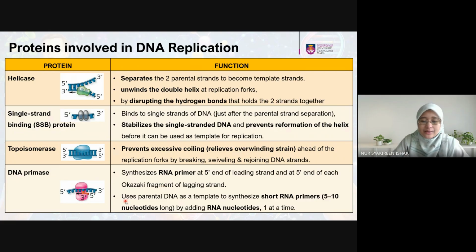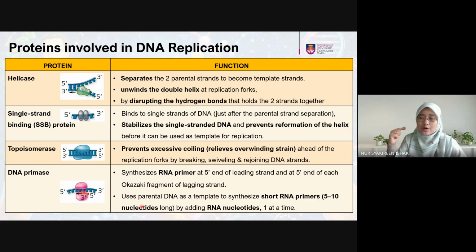Next, the DNA primase uses the parental DNA as template to synthesize a short RNA primer, and that consists of 5 to 10 nucleotides. So the primer is just short. The nucleotides added here are RNA nucleotides. So you should be able to know by now the difference between the RNA nucleotide and the DNA nucleotide.